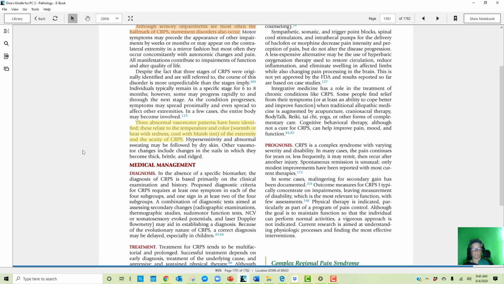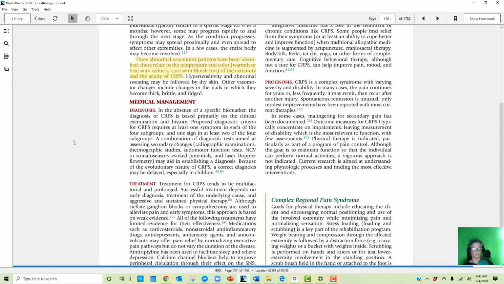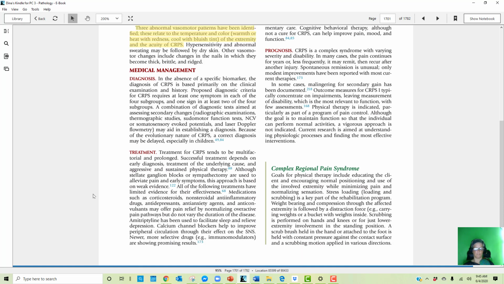Medical management. Diagnosis. In the absence of a specific biomarker, the diagnosis of CRPS is based primarily on the clinical examination and history. Proposed diagnostic criteria for CRPS requires at least one symptom in each of the 4 subgroups, and one sign in at least 2 of the 4 subgroups. A combination of diagnostic tests aimed at assessing secondary changes, radiographic examinations, thermographic studies, sudometer function tests, NCV or somatosensory evoked potentials, and laser Doppler flowmetry, may aid in establishing a diagnosis. Because of the evolutionary nature of CRPS, a correct diagnosis may be delayed, especially in children.